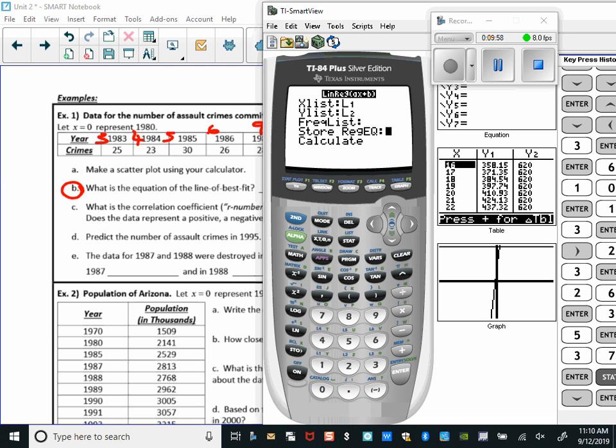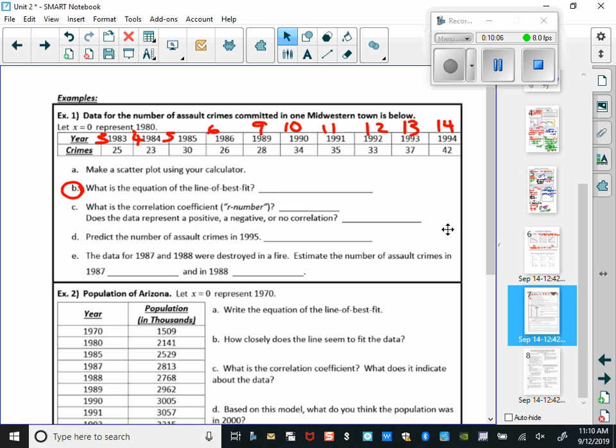So let's think. I have a 0.906. Do we think that's good? That is good, yeah. Let's just do 2 decimal places, so 0.91. Does the data represent a positive or negative or no correlation? Positive, good, it's positive. No correlation would be something really close to what number? 0, right.